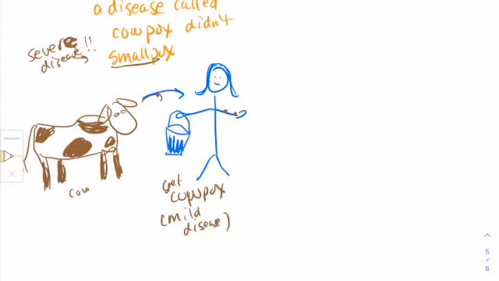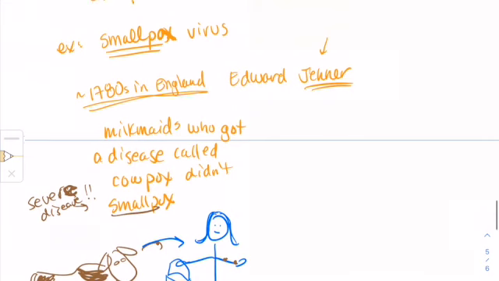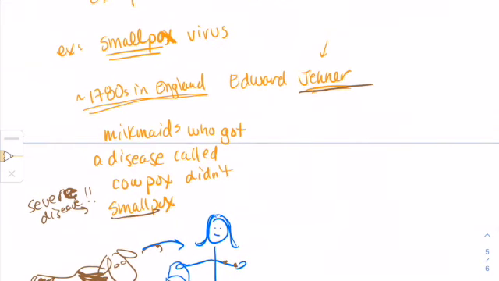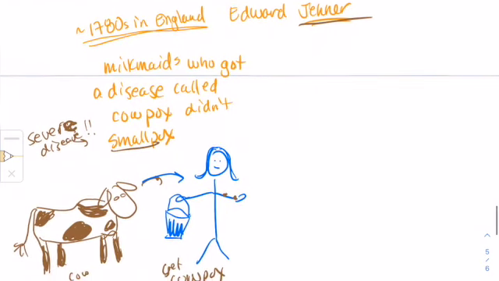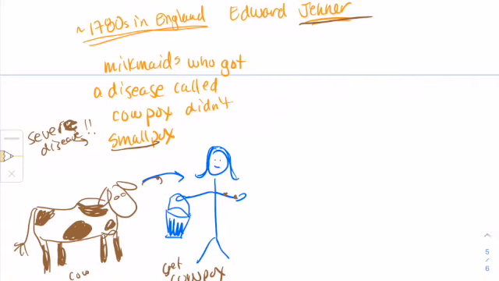But the thing is, people who worked with cows who caught cowpox didn't get smallpox. And this dude, Jenner, noticed that going on. So he's like, I'm going to do me an experiment. And I'm going to do something that the FDA would never allow you to do anymore, because there's this thing called informed consent we have.